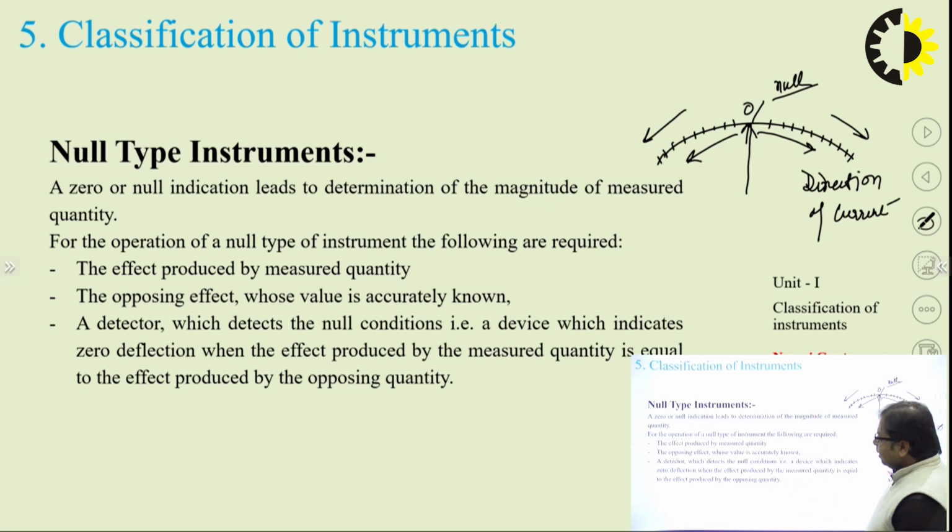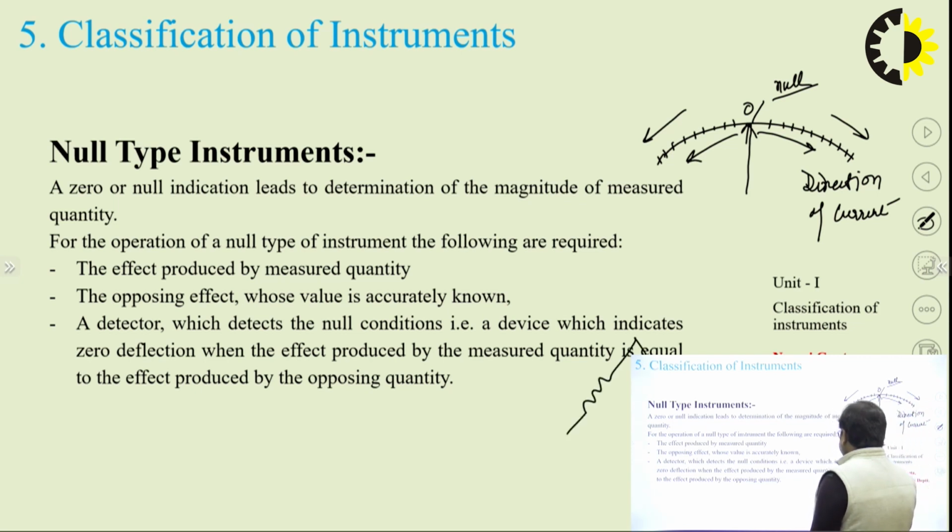For the operation of null type instruments, the following are required: first, the effect which is produced by the measured quantity; second, the opposing effect whose value is accurately known; then a detector which detects the null condition, that is our galvanometer, and a device which indicates 0 deflection when the effect produced by the measured quantity is equal to the effect produced by the opposing quantity. The basic circuit which uses this null method is the Wheatstone bridge.